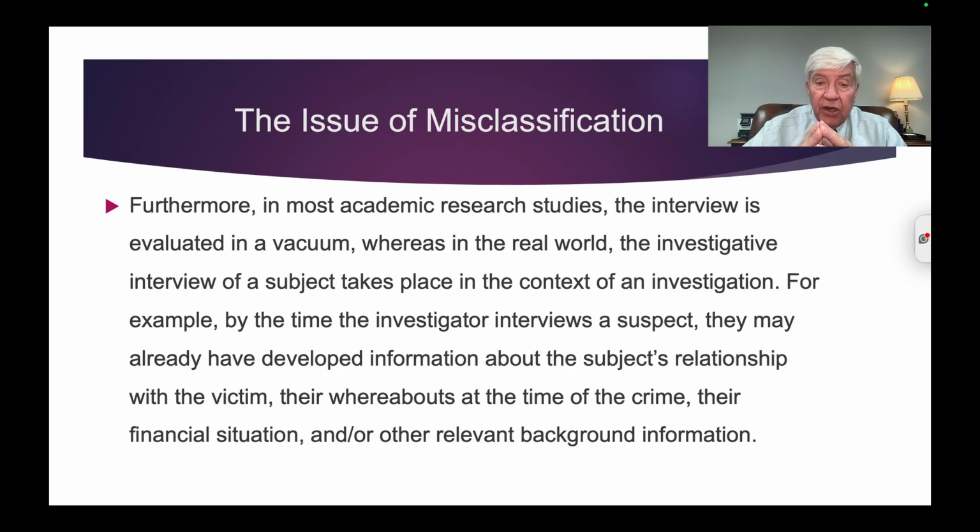Furthermore, in most academic research studies, the interviews were conducted in a vacuum. It was just the interview. In a real-world investigation, the interview is part of the investigative process. For example, by the time we interview this particular subject, we may have already developed information about the subject's relationship with the victim, their whereabouts at the time of the crime, their financial situation, or other related background information.